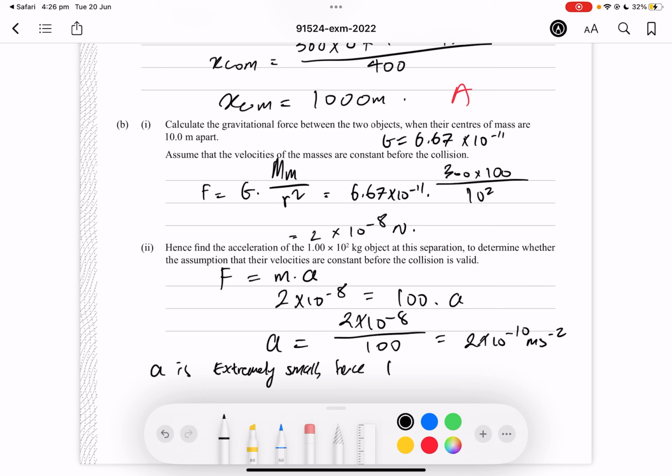Hence, the assumption is valid. Okay, and for this question, if you can get both of the correct answer, so 2 times 10 to the power of negative 10, and the correct force, that will be a merit level grade. And if you only get the correct force, then this part here itself isn't achieved.